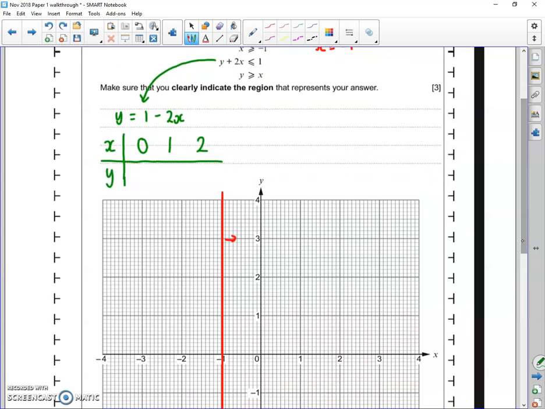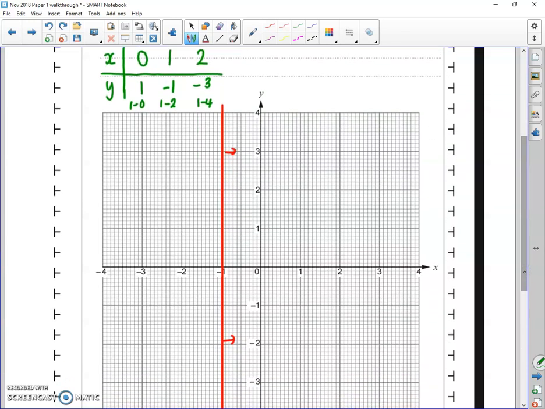Okay, so it's 1 take away 2x. So 1 take away double 0 is 1 take away 0. 1 take away 0 is 1. Okay. Our next one is 1 take away double 1. So double 1 is 2. So 1 take away 2 is minus 1. And then it's 1 take away double 2. Well, double 2 is 4. So 1 take away 4 is minus 3. So our coordinates are 0, 1, 1, minus 1, and 2, minus 3.